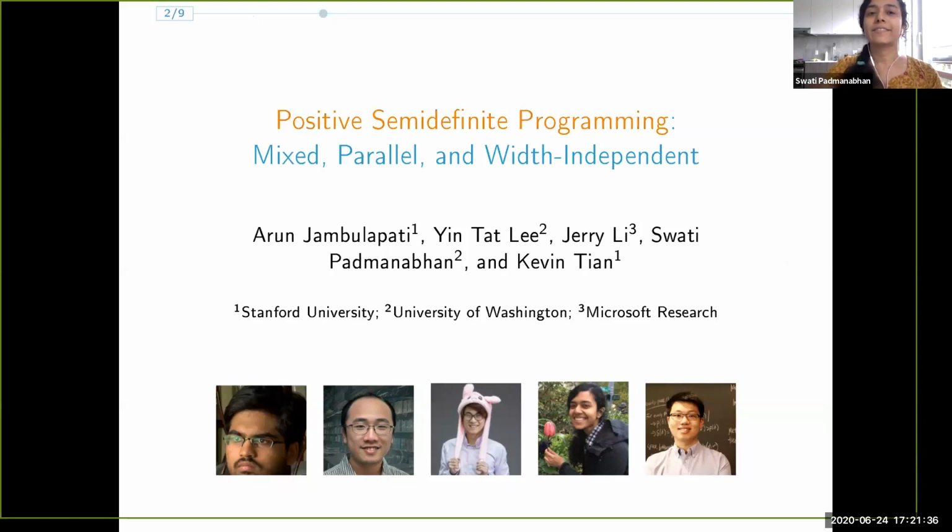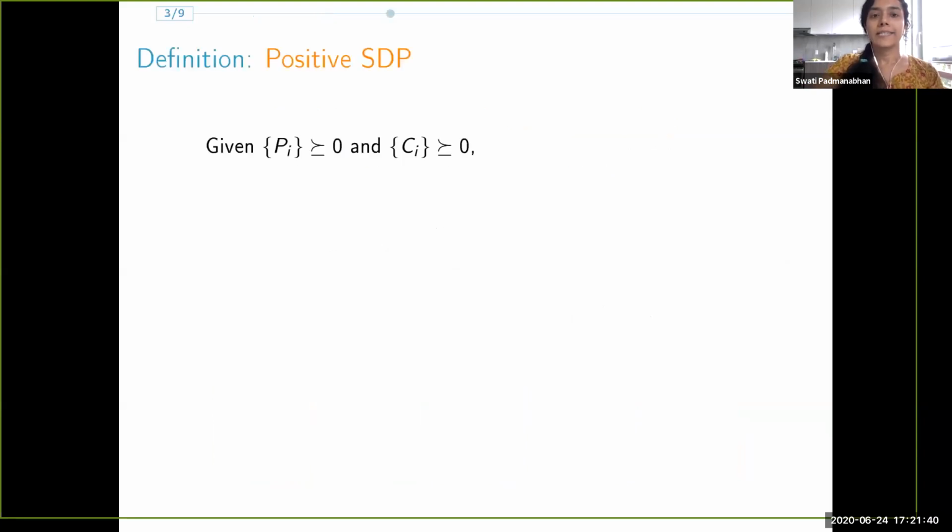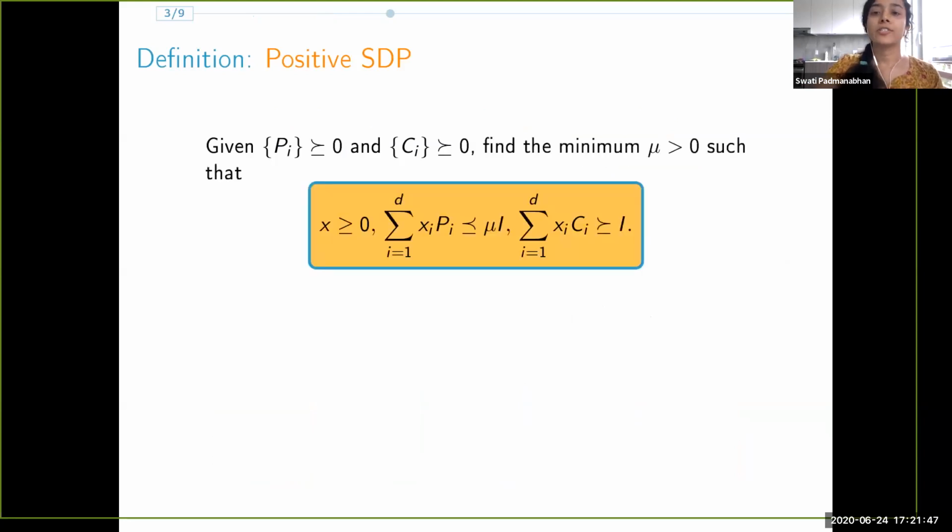So I'll first start with defining a positive semi-definite program. You're given PSD matrices P1 through PD and C1 through CD, and you want to find the minimum positive number mu such that there exists a d-dimensional vector X, which is element-wise non-negative and satisfies these two constraints over here.